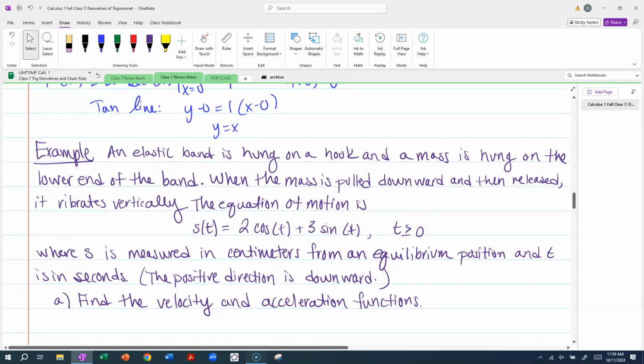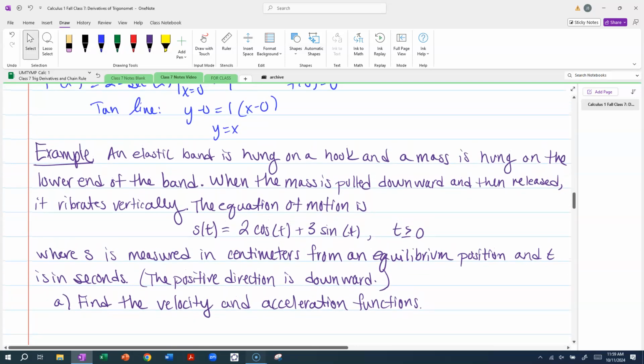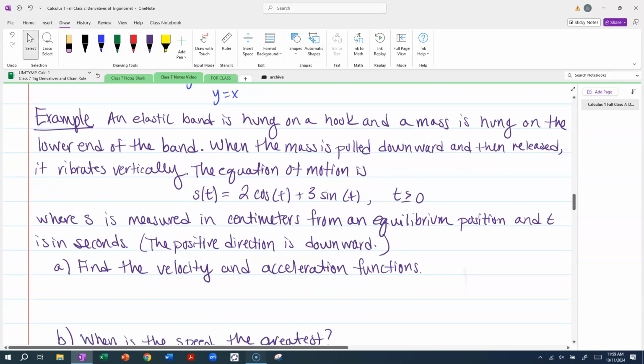And our last example is with more of a physical context. Here we are with an elastic band. It's hung on a hook, and a mass is hung on it, so it's stretching down, pulling downwards, and then it's released, and it's going to vibrate vertically with this displacement function, S. And we want to find the velocity and acceleration functions.